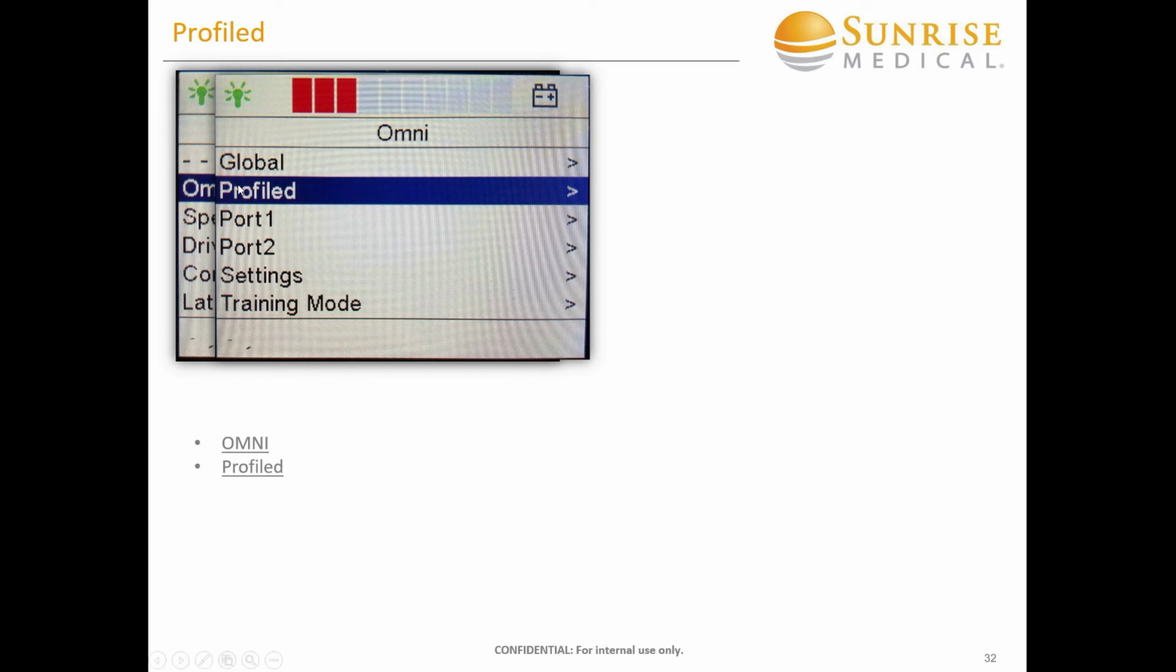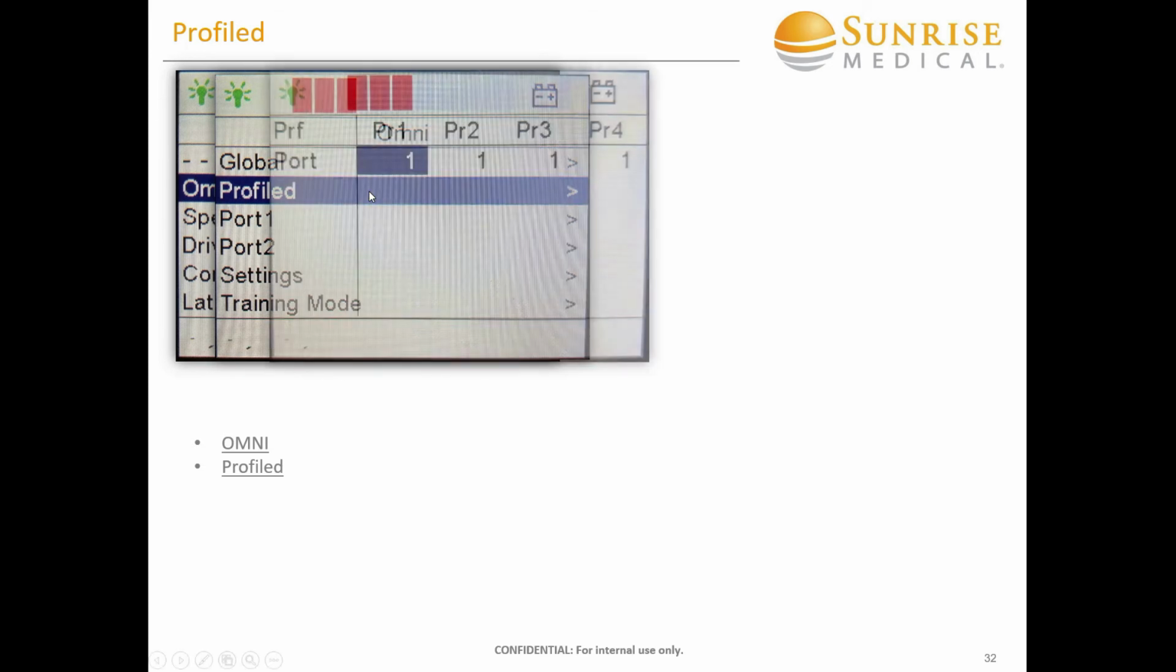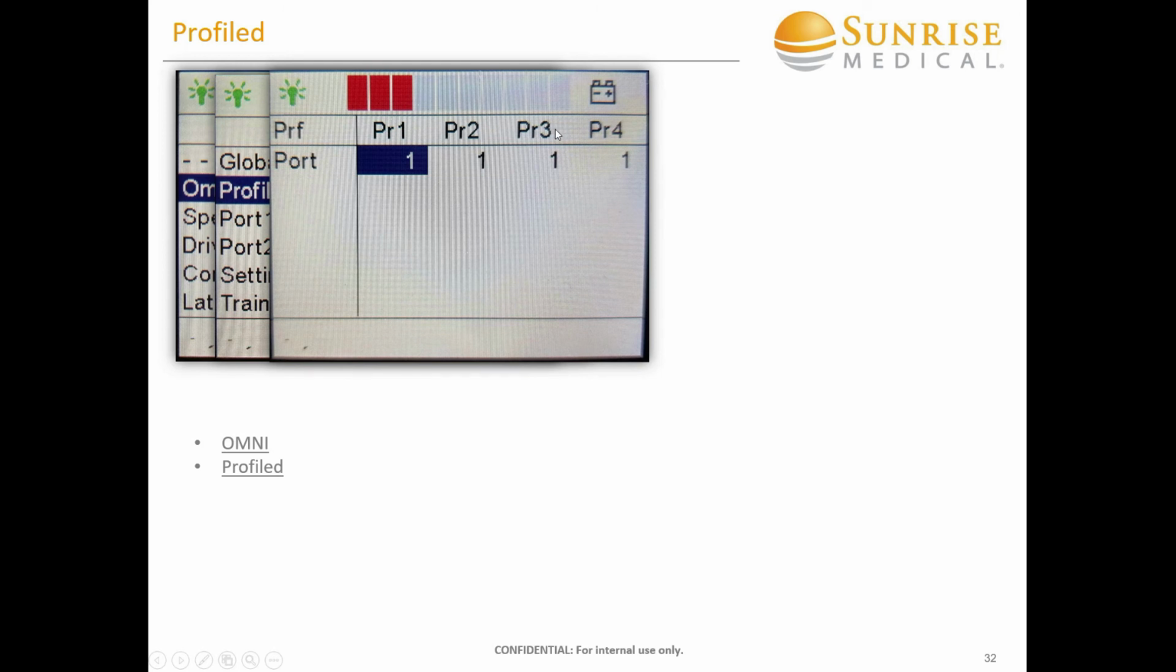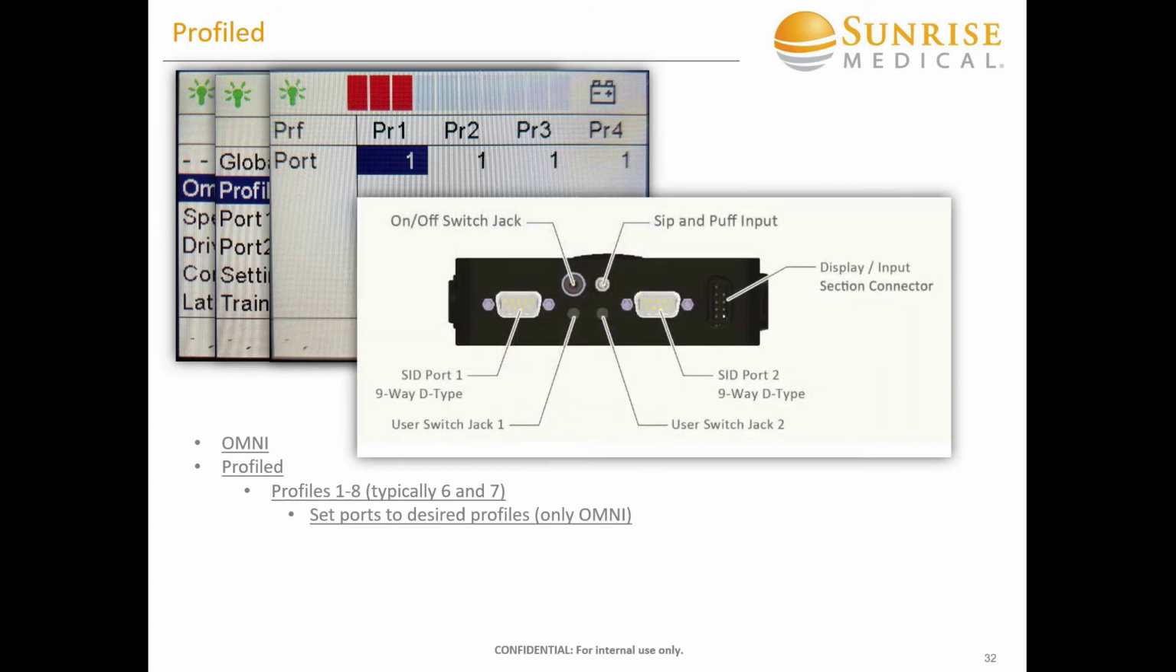So under Omni, there is one called Profile, and then you'll see that it says Profile across the top, and then it says Ports. All right. Now, we typically, again, you're going to use Profile 6 and 7. So setting up these other ports for these other profiles that are for joystick really are not going to matter at all. The only ones you're really going to care about is Profile 6 and 7.